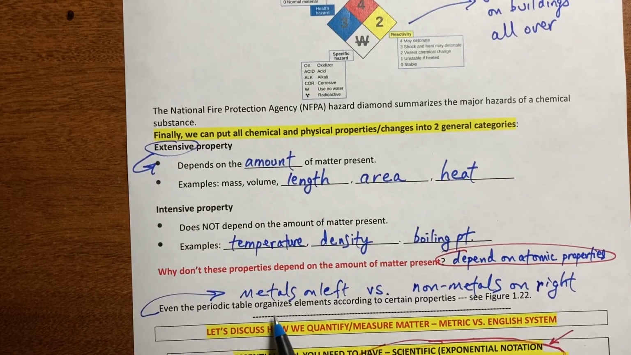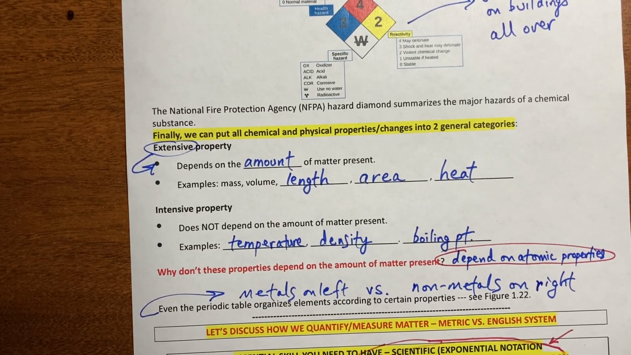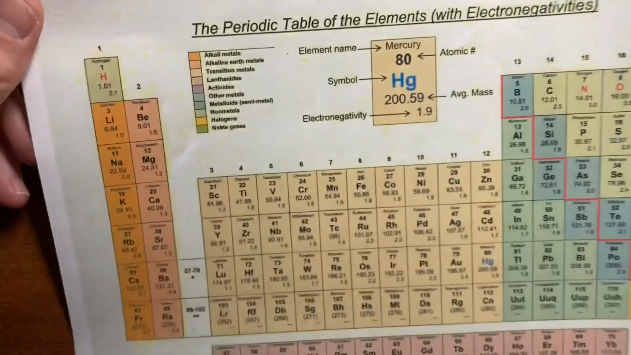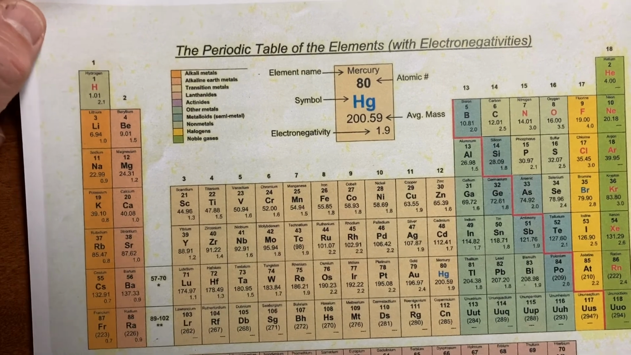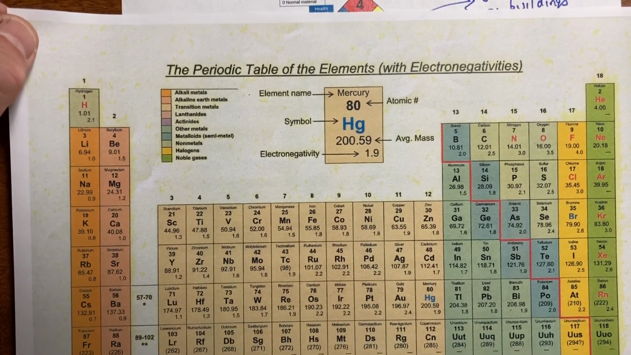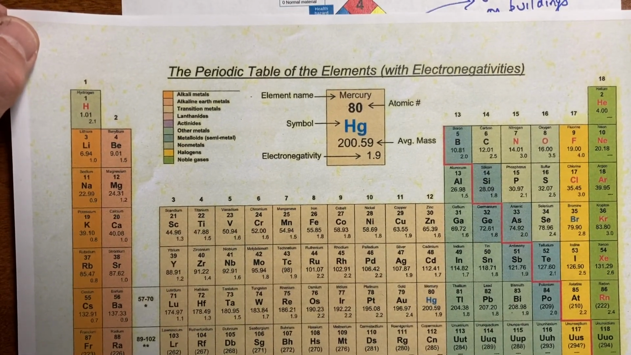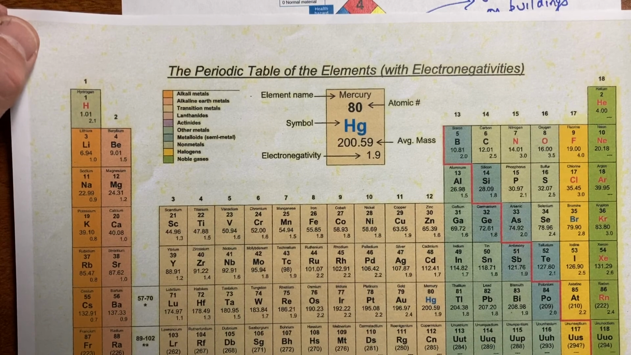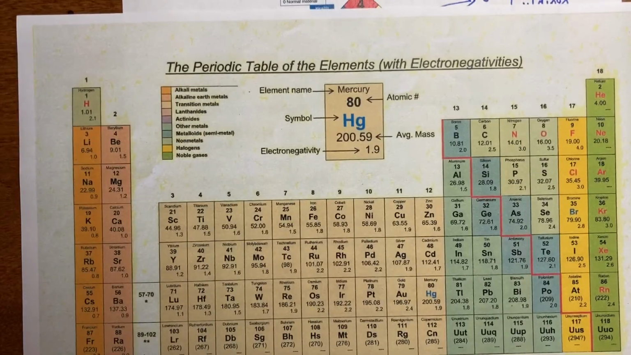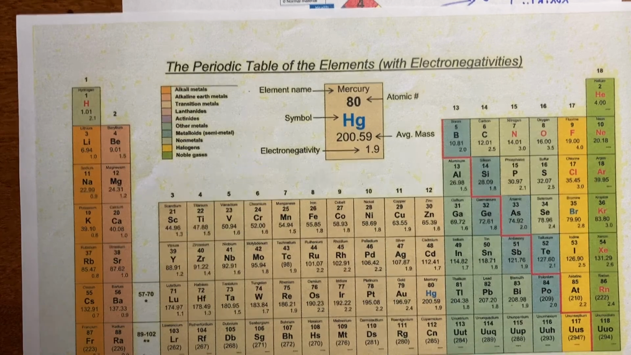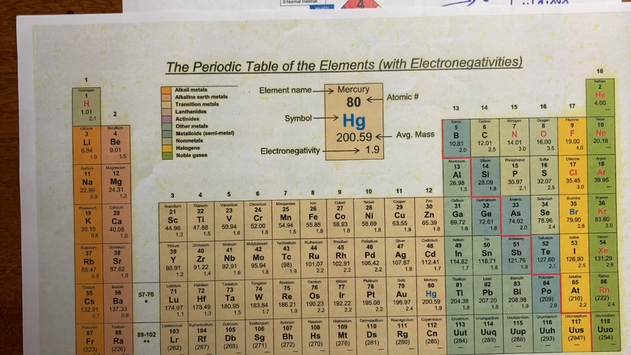Even the periodic table organizes elements according to these certain properties. So let me see if I can find my periodic table here. As I said earlier in the videos, we're going to talk about this. You should have a periodic table. Always have it handy when you're watching these videos, because I'll refer to it a lot. We've visually organized this table according to the chemical and physical properties of the elements.